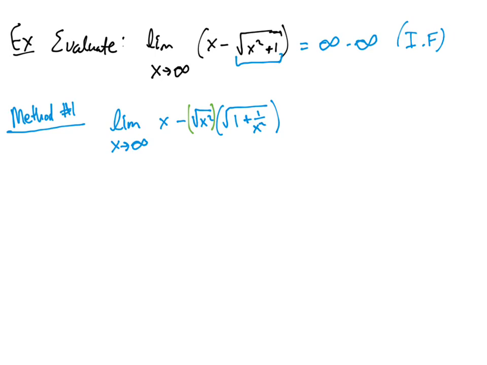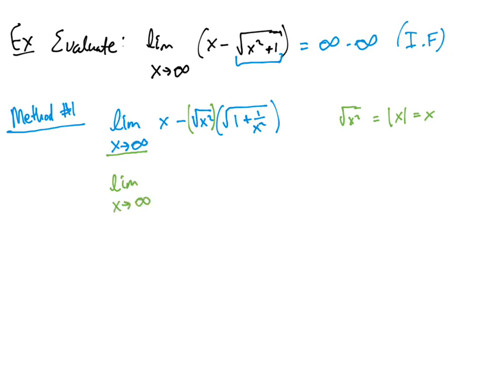And this factor right here, the square root of x squared. When we take the square root of x squared, that's the absolute value of x. But because we're dealing with x going to positive infinity, this will always be a positive number. So we can just write this as x. So let's rewrite our limit.